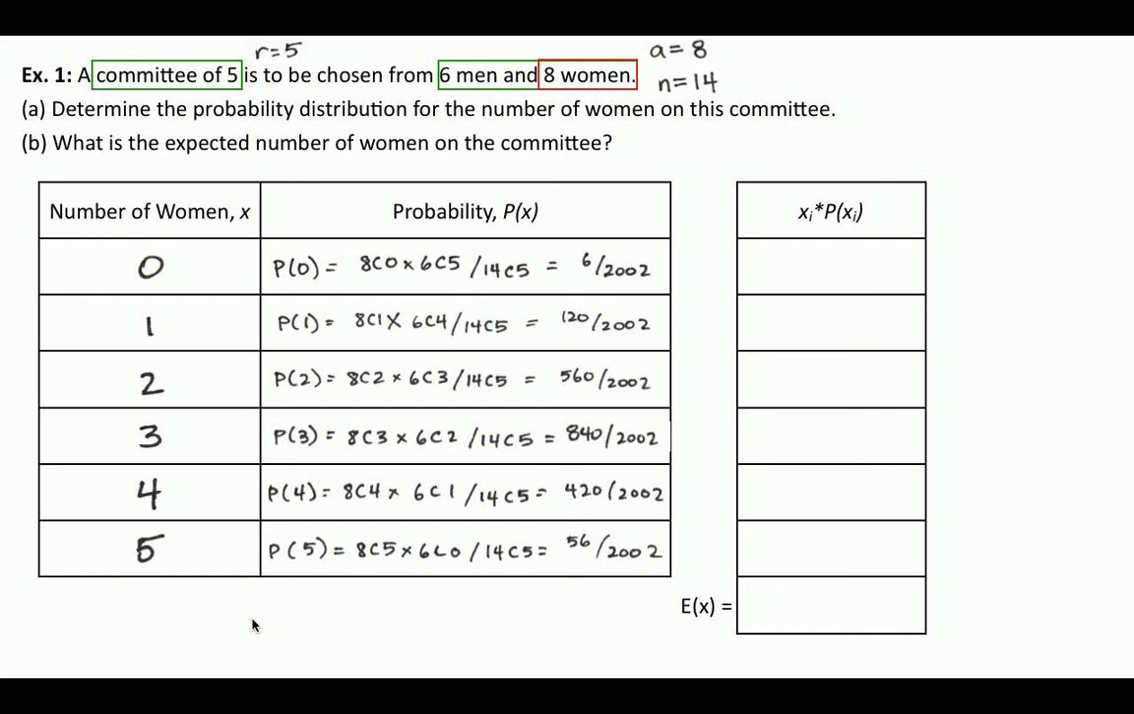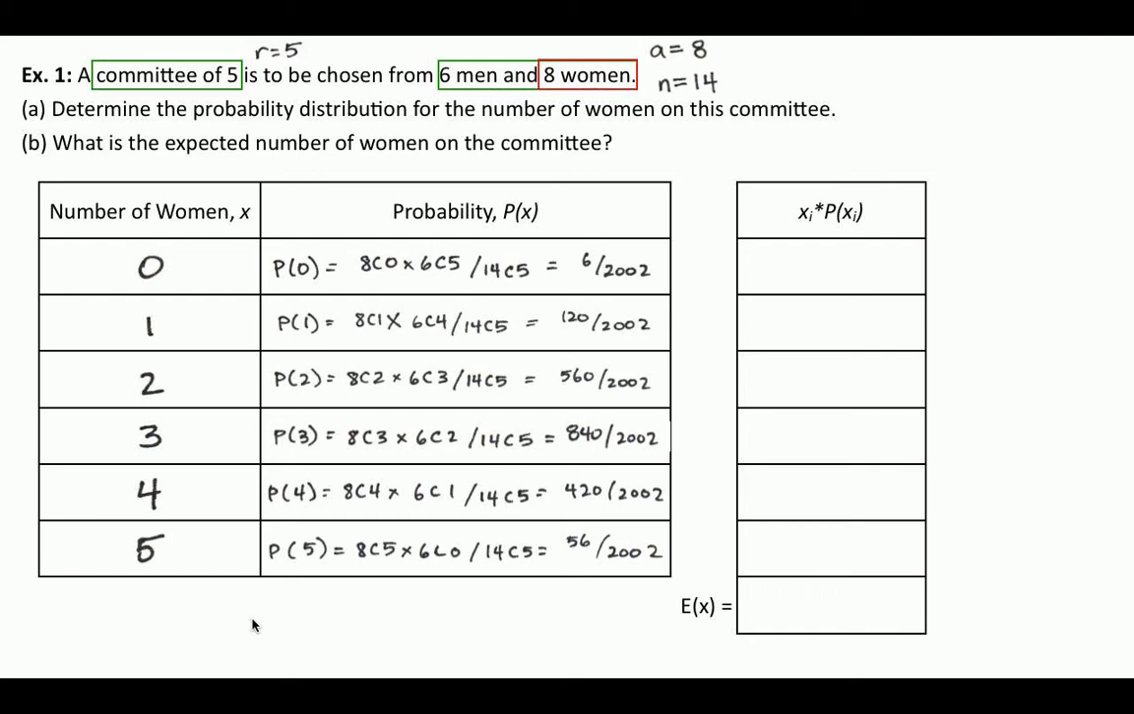And we know that if you've got 14 people and 8 of them are women, the probability that you would randomly choose a committee of no women would be a small probability, because there are more women than men. And each of these probabilities should sum to 1. So when you're doing a distribution, if you want to check your work and make sure you're doing all your calculations right, you could do 6 plus 120 plus 560 plus 840 plus 420 plus 56 equals, and it'll get you 2002.